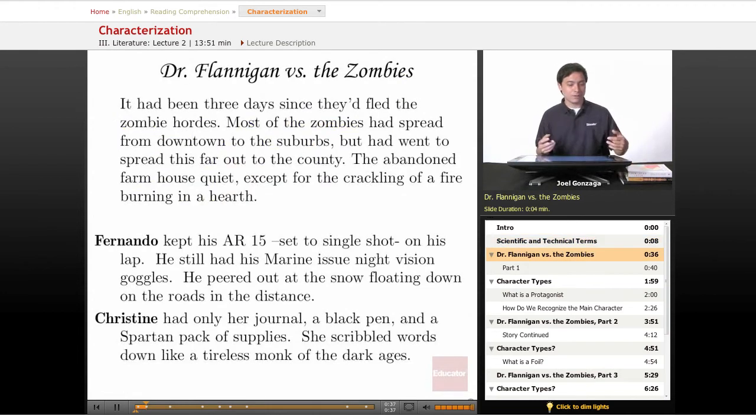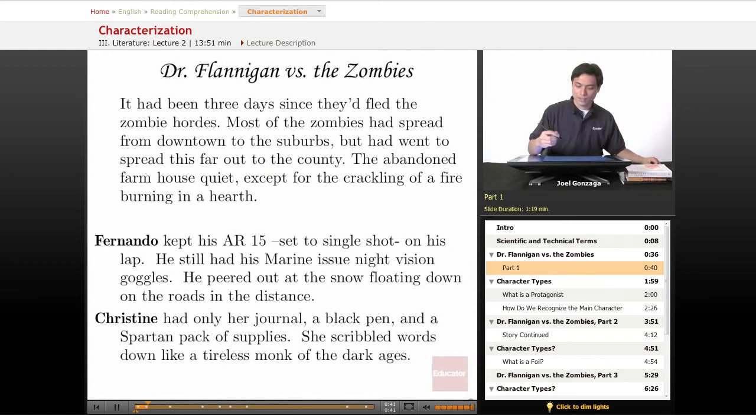So, let's tell a little story about Dr. Flanagan versus the Zombies. It had been 3 days since they fled the zombie hordes. Most of the zombies had spread from downtown to the suburbs, but had not gone out to spread this far out to the country. The abandoned farmhouse was quiet, except for the crackling of a fire beneath the hearth.